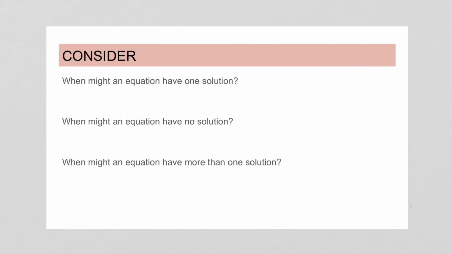Now, when considering equations, we're going to switch gears a little bit. I want you to start thinking about when would something have one solution? When might an equation have no solution? And when might an equation have more than one solution? So we're going to pause on that for just a second. If you're on Edpuzzle, there'll be some questions that pop up for you. And I want you just to consider carefully what your thoughts are for each of those situations before we move on.